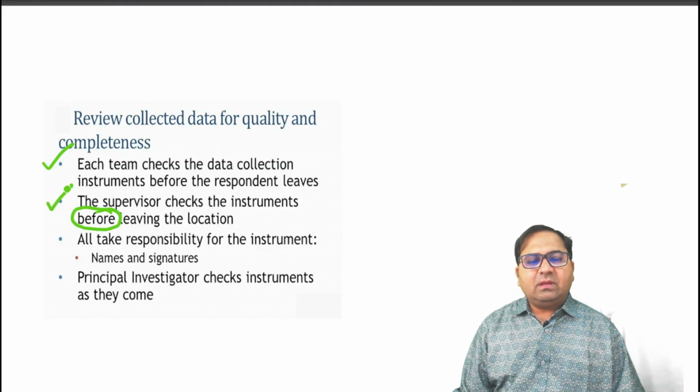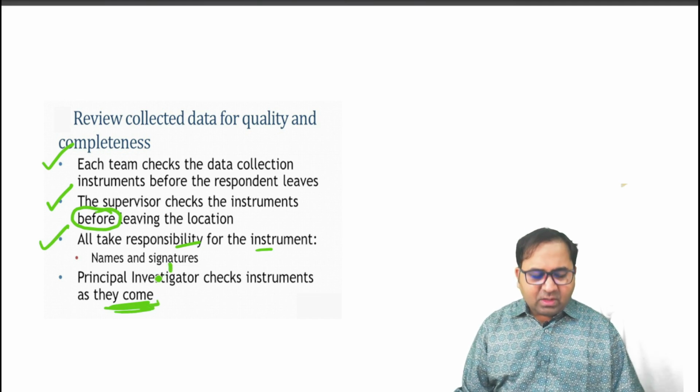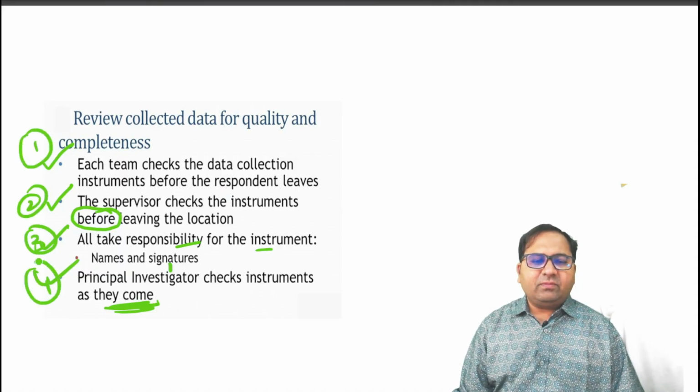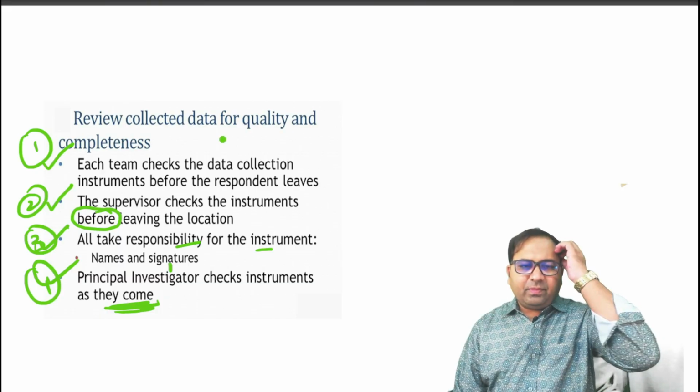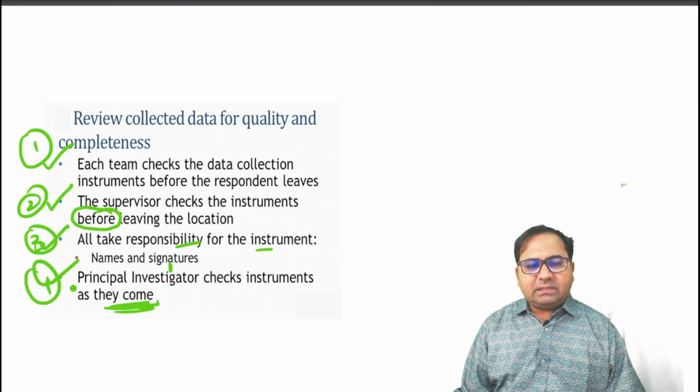So this is the second step. The third one is, all of them take the responsibility for the instruments, like names and signatures. And the fourth one is, the principal investigator checks the instruments as they come. As they come, the principal investigator will check the instrument, but not the supervisor. So this is 1, 2, 3, and you can take this as 4. These are how you review the collected data for quality and completeness.